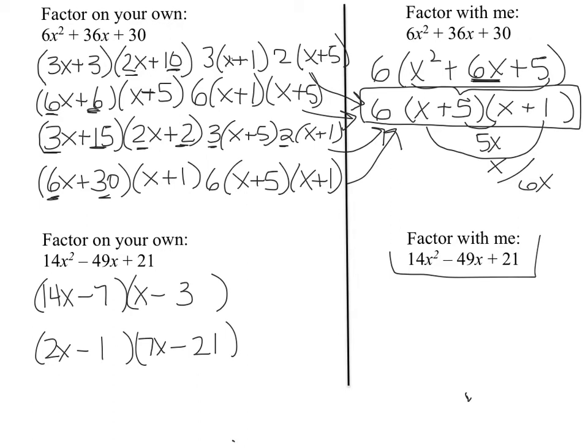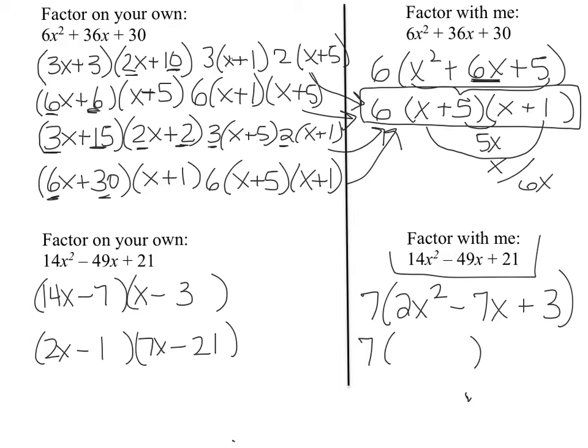What's the GCF? There's a 7. A 7 goes into 14, 49, and 21. So I'm going to pull out the 7. When I pull out the 7, I get 2x squared minus 7x plus 3. And now this problem becomes much easier to factor once you pull out the 7. The 7 is still a factor.